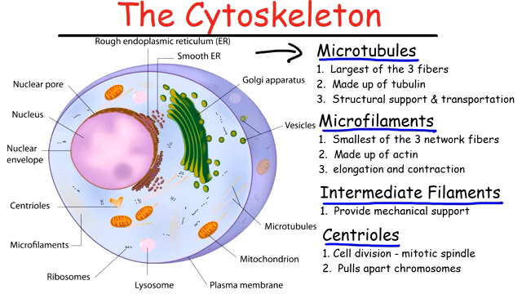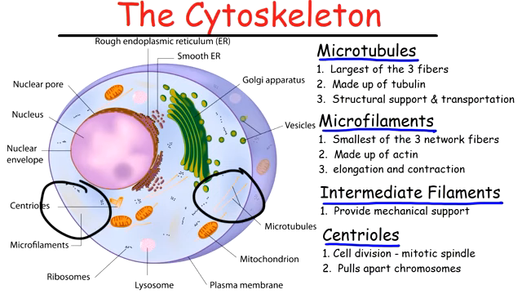Now how can we identify them in the cell? The microtubules is the largest of the 3 fibers. The microfilaments is the smallest of the 3 fibers. The intermediate filaments, in terms of size, it's somewhere in between the microtubules and the microfilaments. Now this picture really doesn't show it, but just know that the intermediate filaments, they're in between, and they provide mechanical support to the cell.